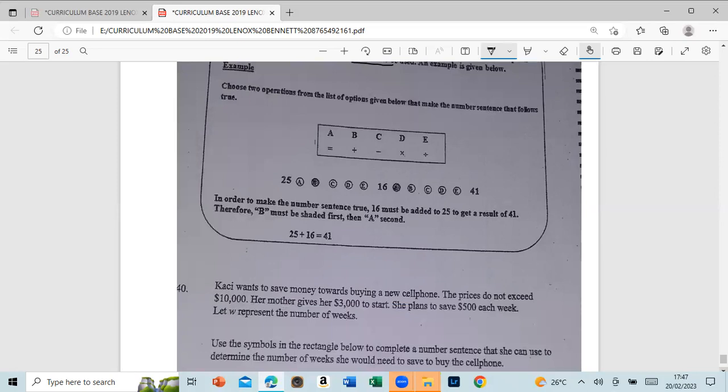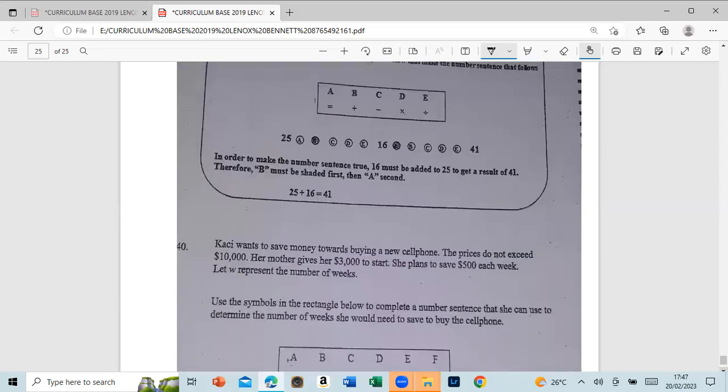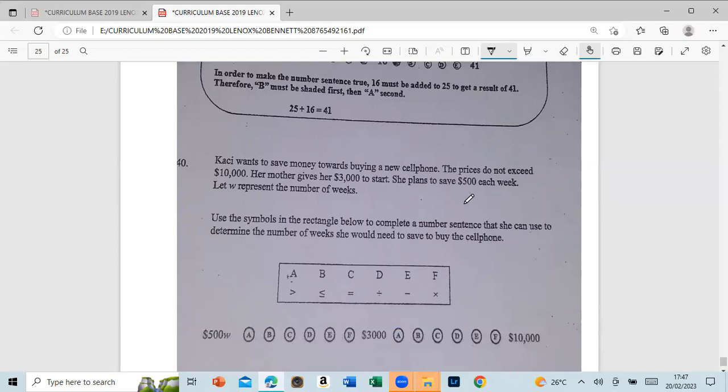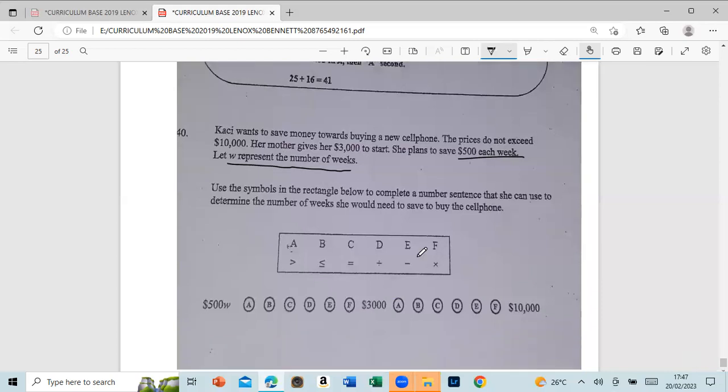Casey wants to spend money towards buying a cell phone. The price does not exceed 10,000. Her mother gives her 3,000 to start. She plans to save 500 weekly. Let w represent the number of weeks. Alright, so basically the first thing we have to do, there's a limit to the money. So I will choose plus first, as each week you go up to 10,000.